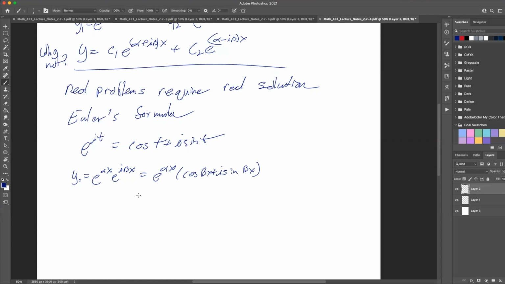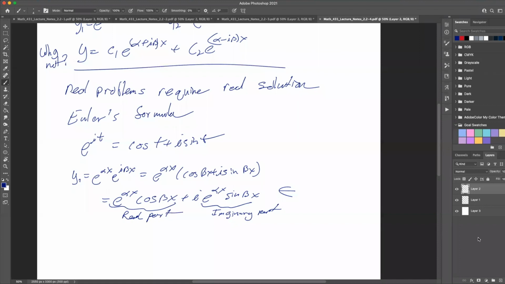And then we'll go ahead and move some stuff around real quick. So we have e to the alpha x cosine beta x plus i e to the alpha x sine beta x. Okay. And this works. This is a solution. And we call this the real part. And we call this the imaginary part.